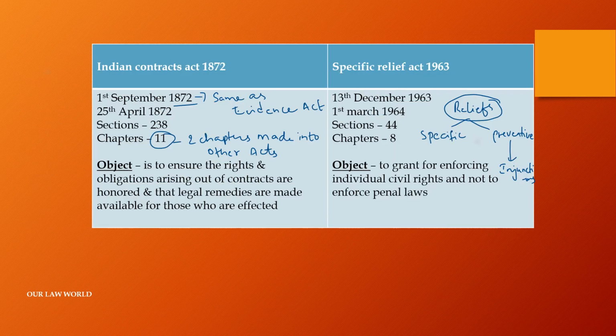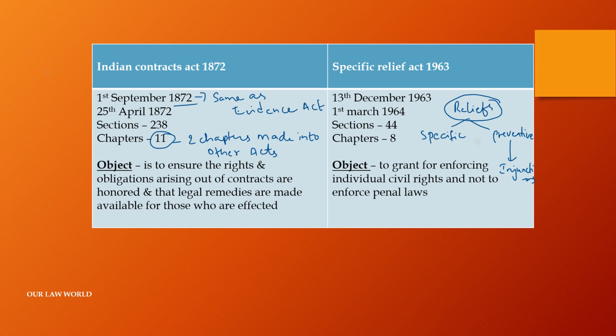The next act is the Indian Contracts Act 1872. This is 1st September 1872, and also remember that for the Evidence Act it is 1st September 1872 as well, the commenced date, the date it came into force. The adopted date is the previous date, so the previous year or the later one, 25th April 1872 for the Contracts Act. It has 238 sections and 11 chapters, out of which two chapters were deleted and made into separate specified acts, the Partnership Act and the Sale of Goods Act.